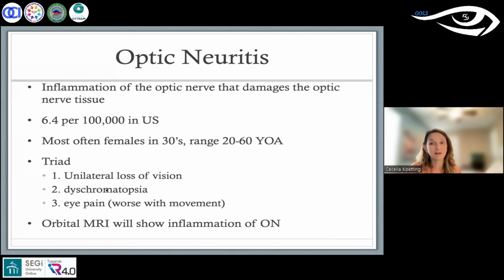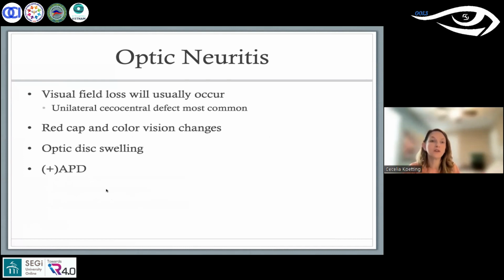It also depends on how quickly you're catching them and how inflamed it is. So orbital MRI is going to show inflammation of the optic nerve like we saw in the photo for this patient. Visual field loss can occur. Obviously, it depends on how inflamed it is, where you're catching it again. Same thing as what we're talking about with the loss of vision. Red cap and color vision changes, optic disc swelling. You may or may not have an APD. A patient with 20/20 and not as much visual field damage probably is not going to have a positive APD, but a patient like this one, 20/100, severe vision constriction, severe swelling, absolutely had an APD.